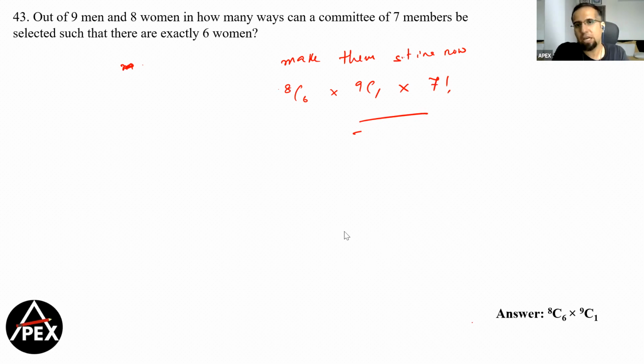See guys, I'm again and again telling you, if you're confused between C and P, forget P. I only use C.